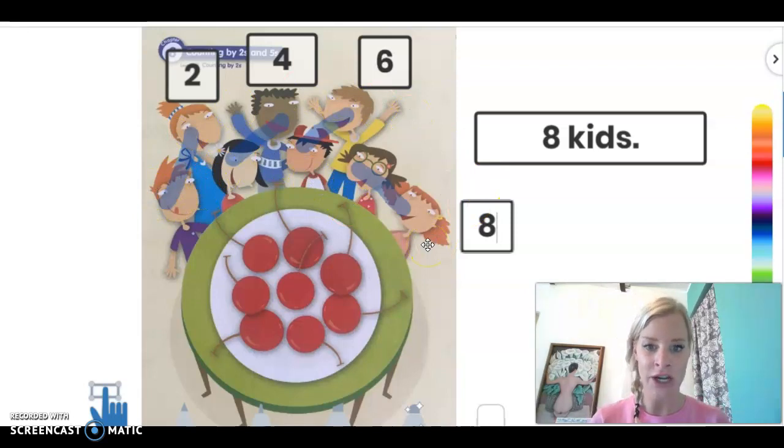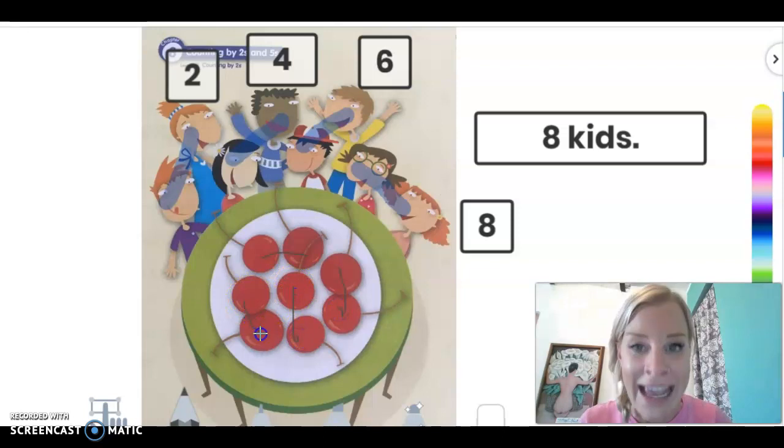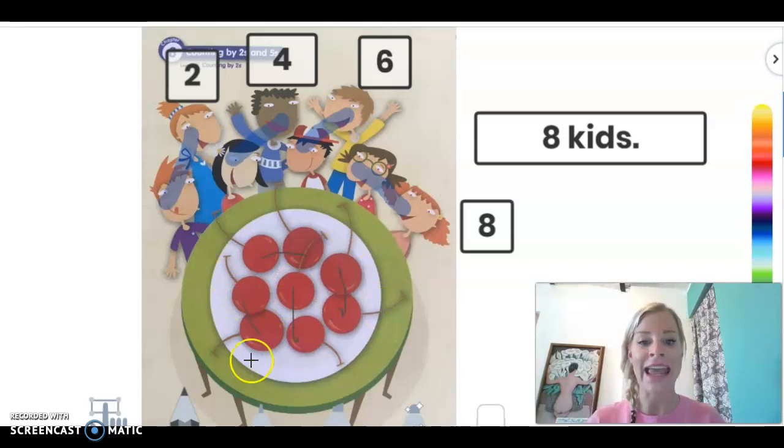Let's try that with the cherries. I'm not going to just touch one cherry and count by ones. I'm going to touch 2 cherries at the same time to count by twos. Ready? 2, 4, 6, 8. There are 8 cherries and 8 kids as well.